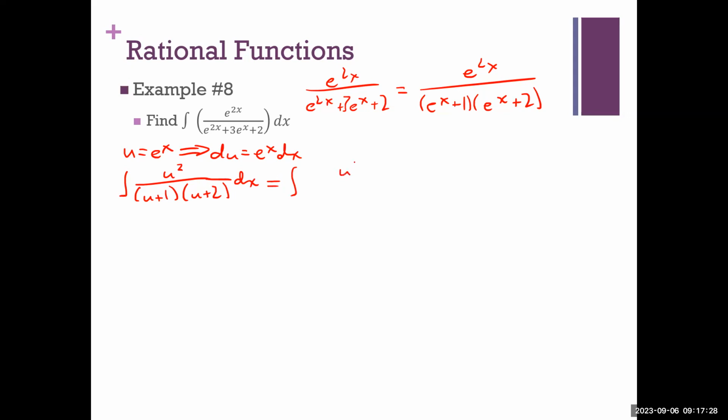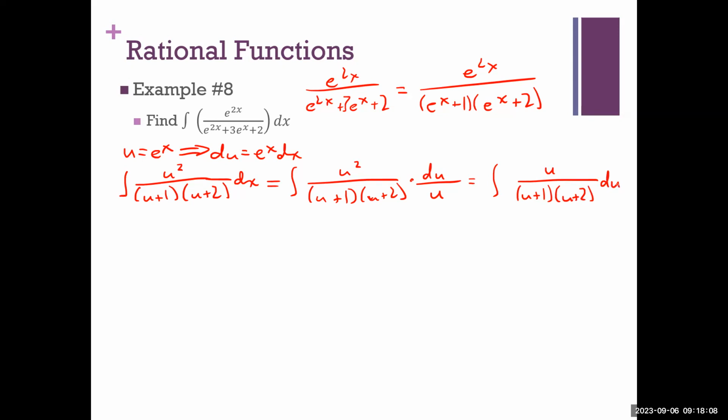How can I rewrite dx? du over e to the x, right? We've already got e to the x times du over e to the x, which can't I say du over u? Yeah. Okay. Does that help us at all? Can we cancel out one of the u's on top of the u squared? Absolutely.